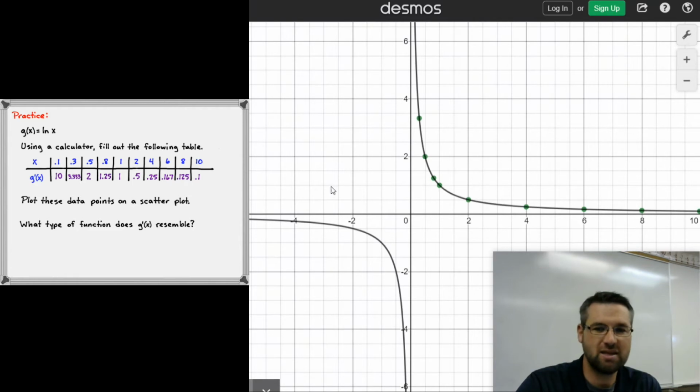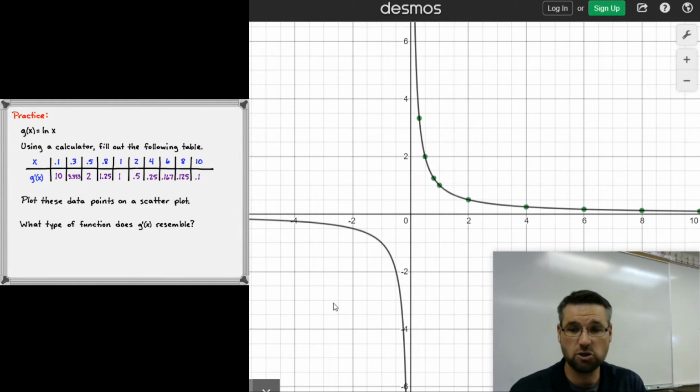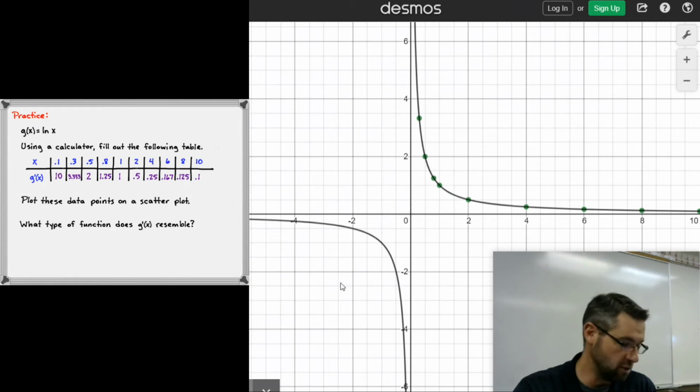Now, we didn't check the negative values here, and why couldn't we do that? Well, because if I'm thinking back to my natural log function, the domain of natural log is all positive values of x. So this part of the domain, or this part of the derivative, doesn't exist for natural log of x. Okay? So that's kind of cool.